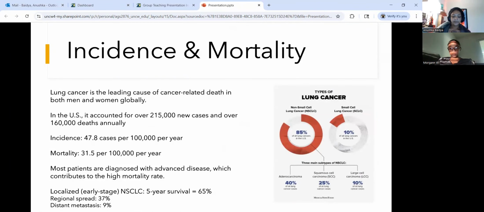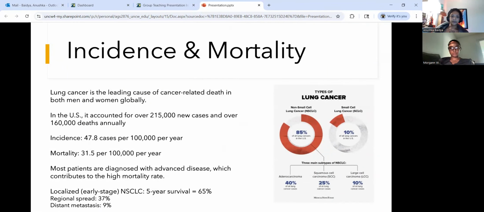So, non-small cell lung cancer, as we said earlier, constitutes approximately 85% of all lung cancer cases. And according to SEER and the American Cancer Society, the incidence of NSCLC is 47.8 cases per 100,000 per year, and the mortality rate is 31.5 per 100,000 per year.